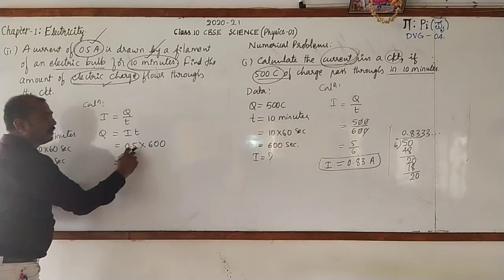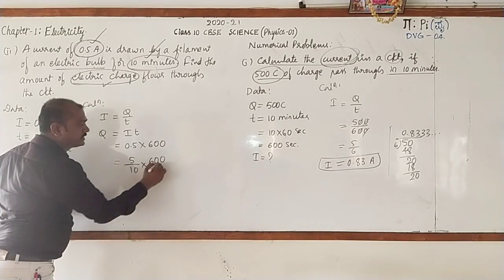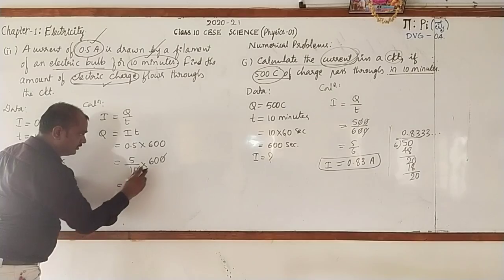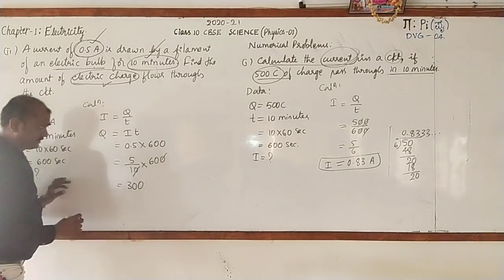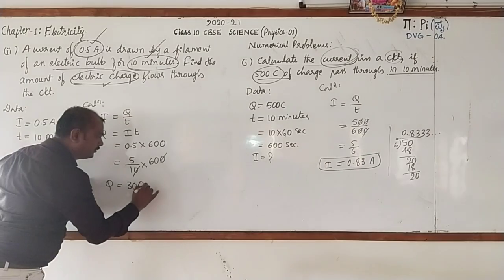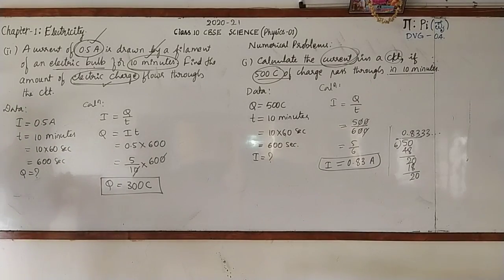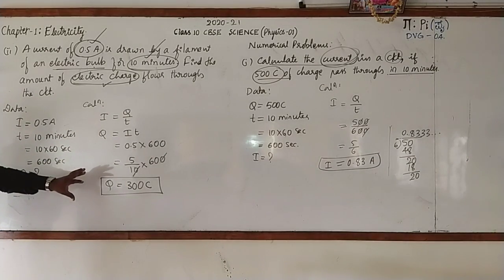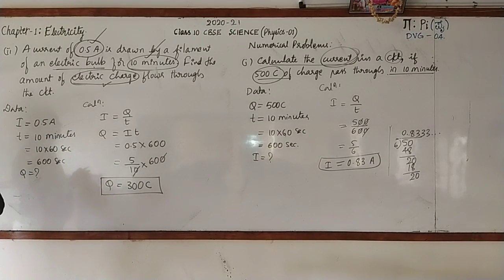It is equal to 0.5, which can be written as 5 by 10 into 600. The 00 get cancelled. 1 times 10 is 10, 5 sixes are 30, so it is 300. Q. What is the unit of charge? Very good. It is coulomb. Q is equal to 300 coulomb. So this much amount of charge will pass through the circuit. Clear up?